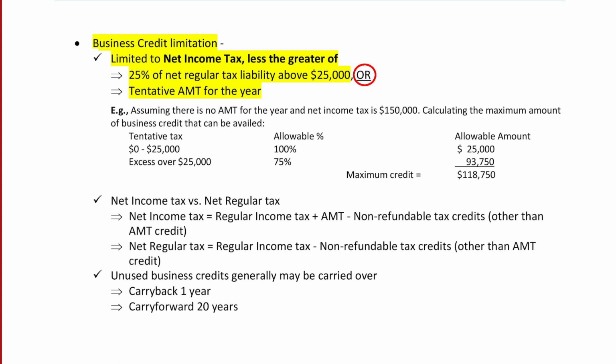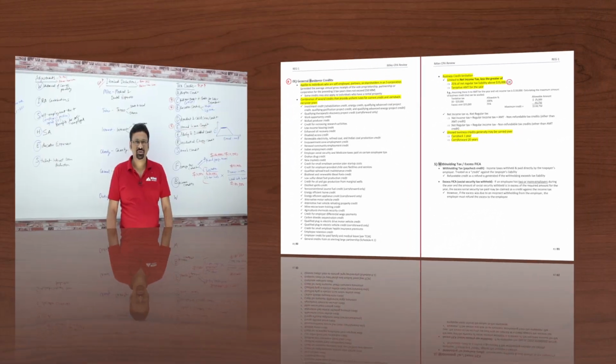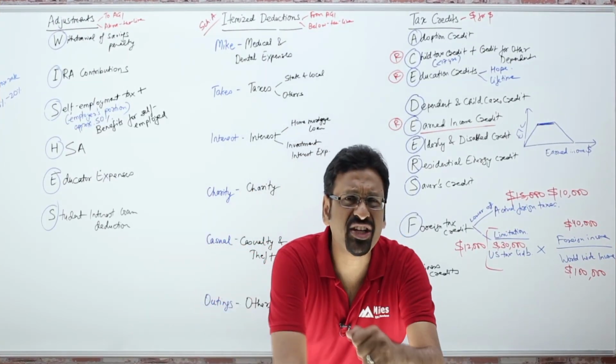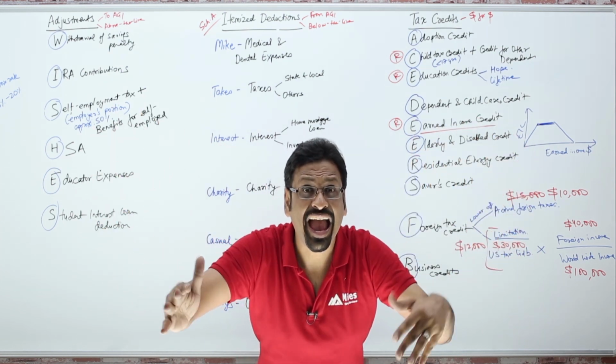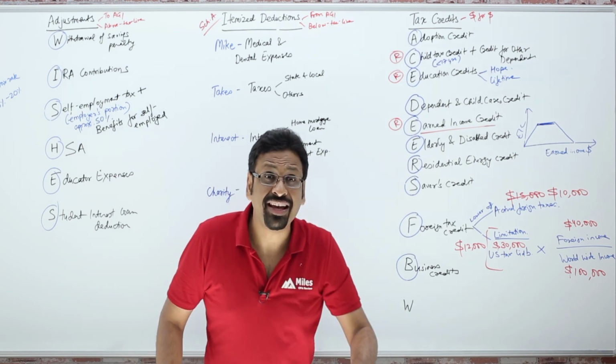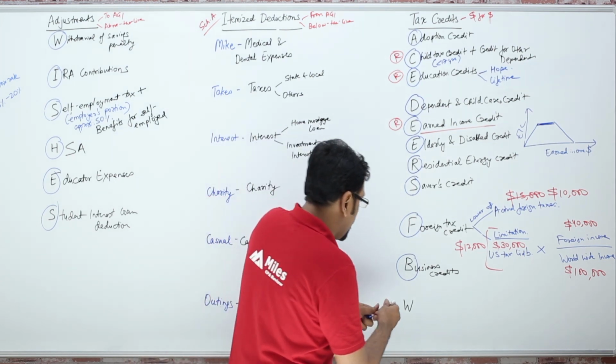Now, in case the taxpayer has any highlight unused business credits, they may be carried over, highlight carry back 1 year and carry forward 20 years. Next, you're going to be looking at withholding tax, and our W winners, that's withholding tax. So let me put that up here.